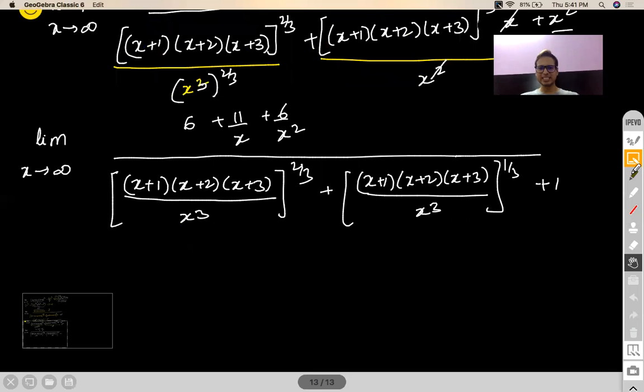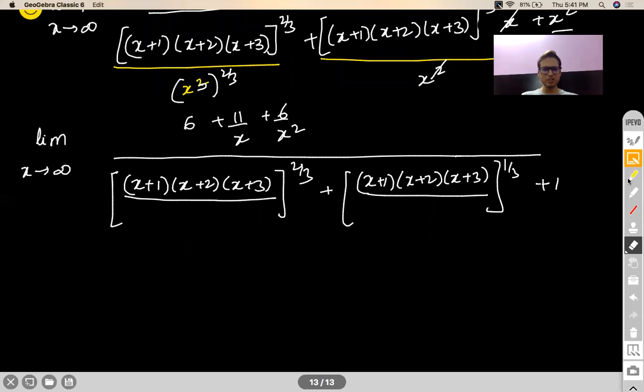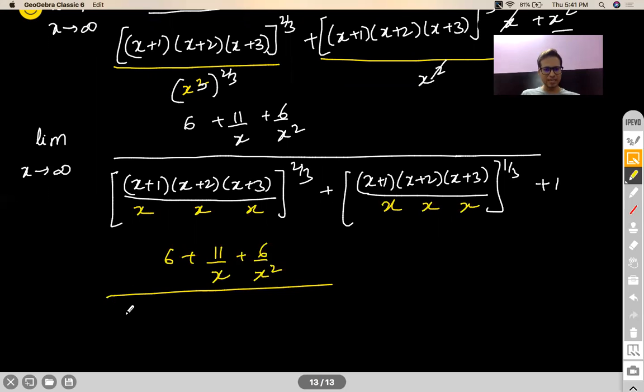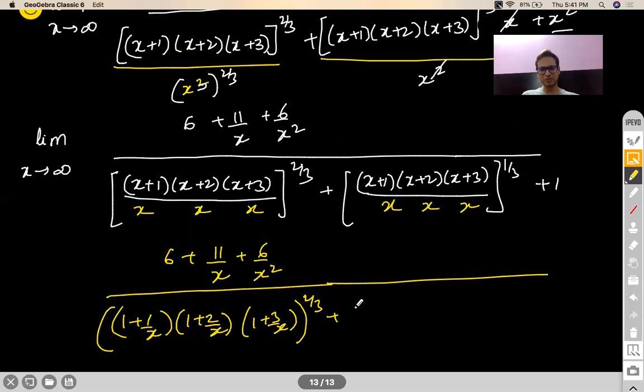Now see, this x cube, you can divide it to each of these x's, x, x, x. Now make them enter the given expression. So it will look like 1 plus 1 by x, 1 plus 2 by x, 1 plus 3 by x, whole to the power of 2 by 3. Here also, this will be 1 plus 1 by x, 1 plus 2 by x, 1 plus 3 by x to the power of 1/3 plus 1.